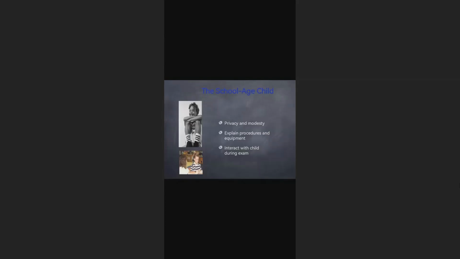Okay, so let's go to the young children. We are done with the neonate and the infant. Now let's go to the young children, and then next is the adolescent. For the school-age child, very important is the manner of eliciting the history. Privacy and modesty, explain the procedures and equipment, because sometimes there are tantrums in this age group. So interact with the child during examination.